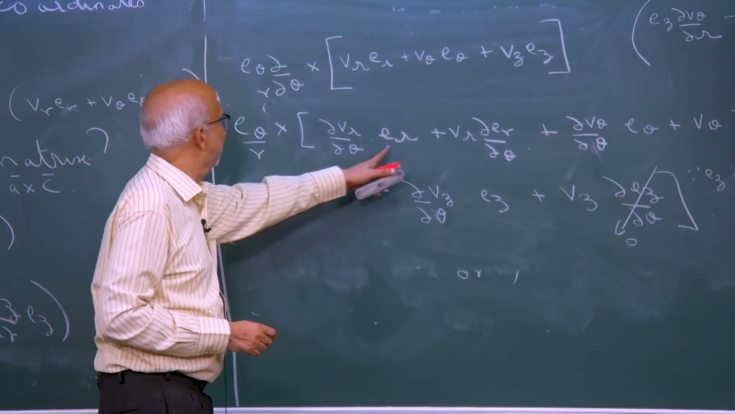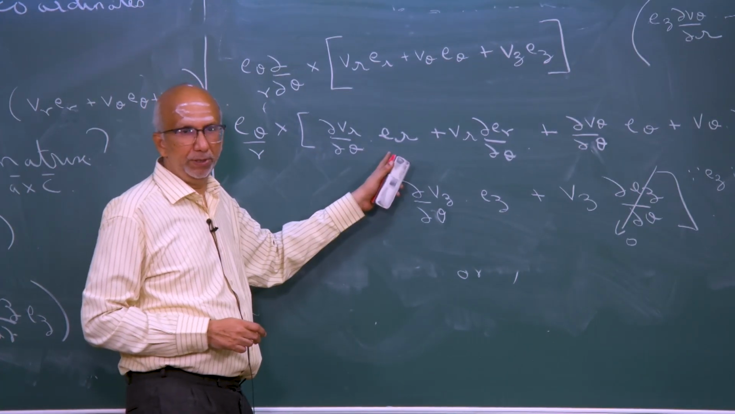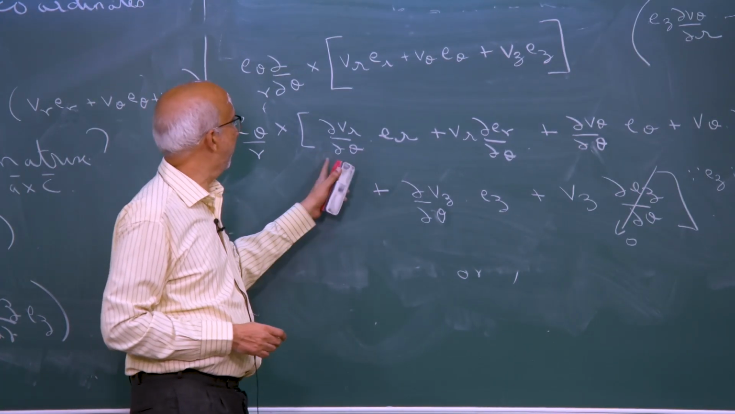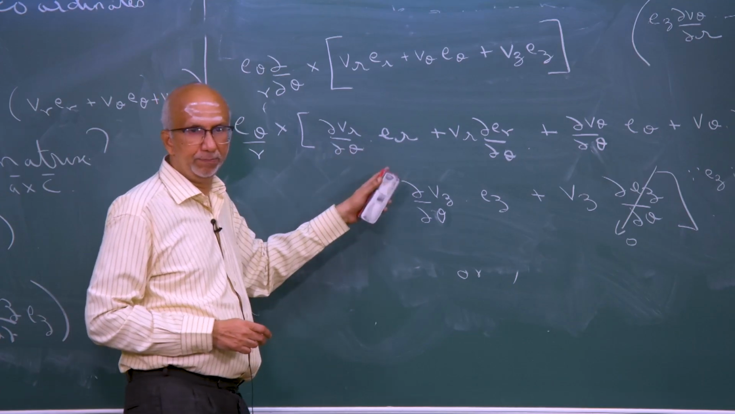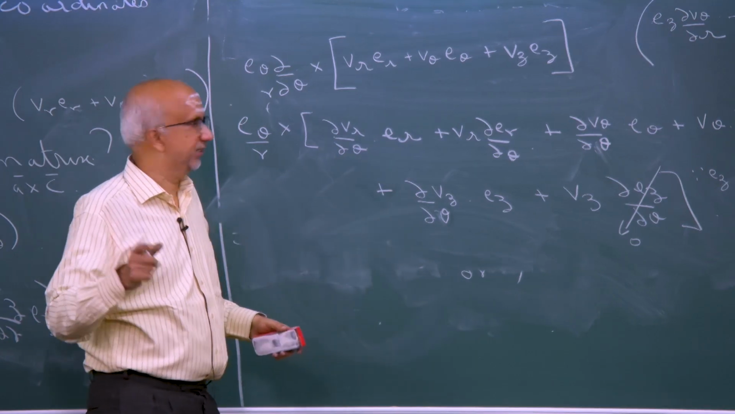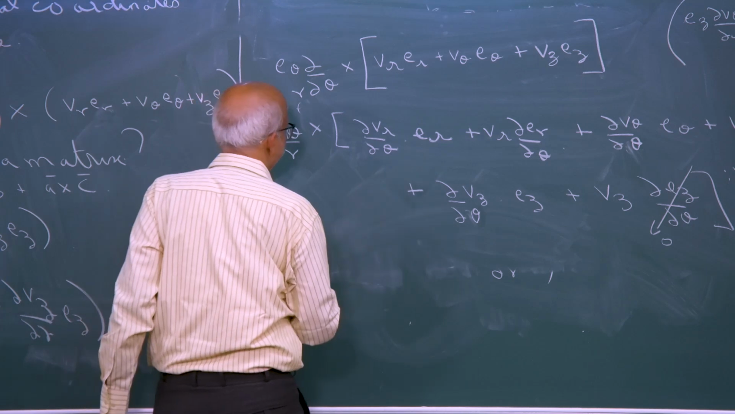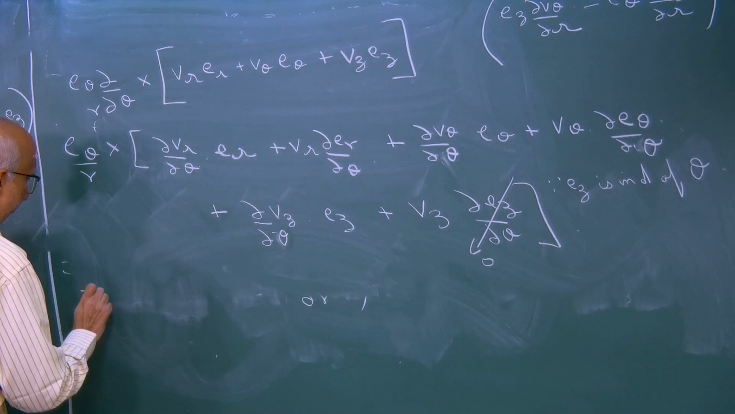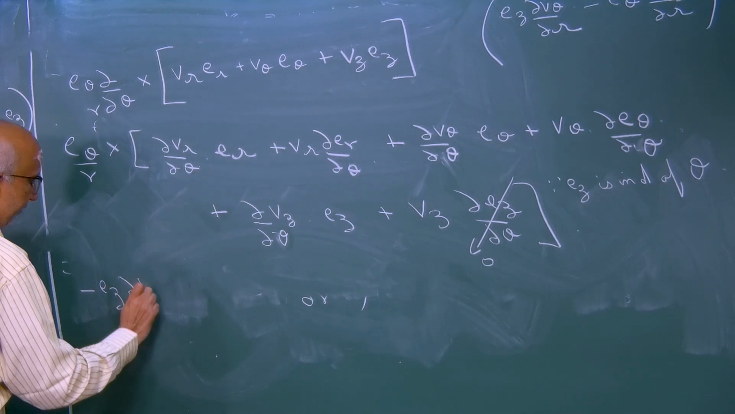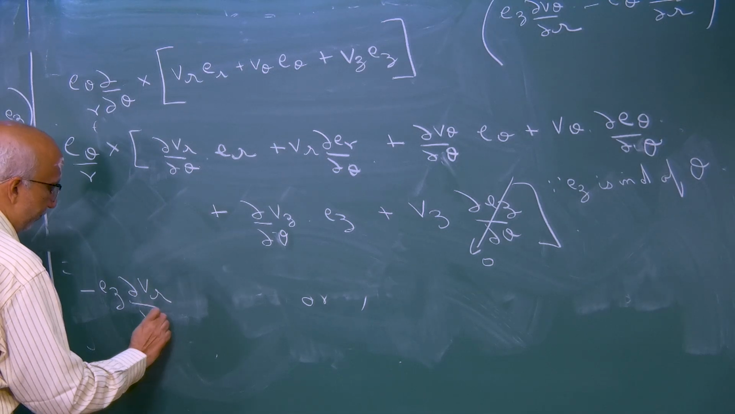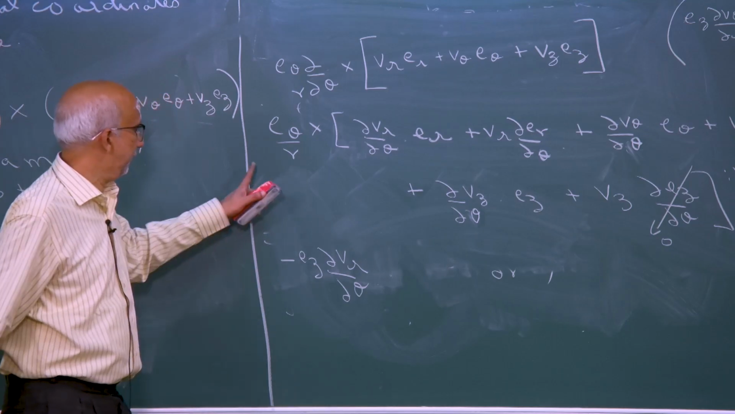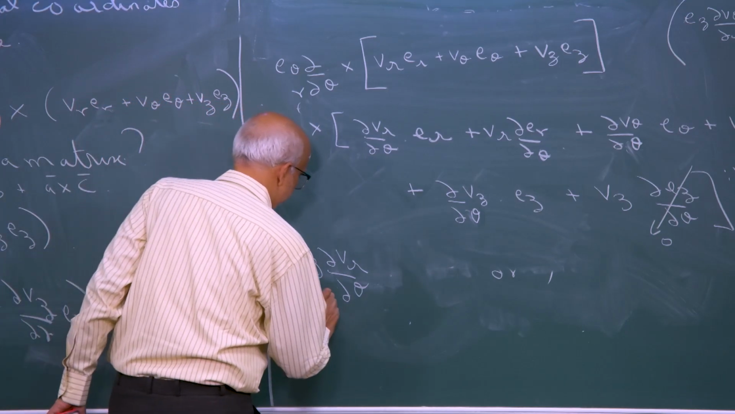E theta crossed with ER, what is that going to be? That is going to be minus Ez, right? ER crossed E theta is Ez, so E theta crossed with ER is going to be minus Ez. So, the first term gives me minus Ez dVr by d theta, that is the first term. I keep missing the R.